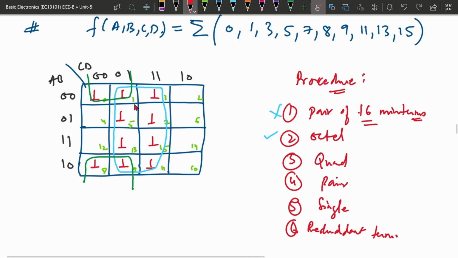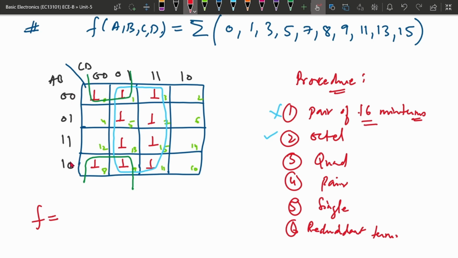So now we have made one quad and one octet, and with the help of one quad and one octet we are able to consider all the ones. Then now we will be writing the function. So with respect to the quad, we can just consider, in between here, this one and this one, these two rows are being considered for quad. So in between these two, which one is common?